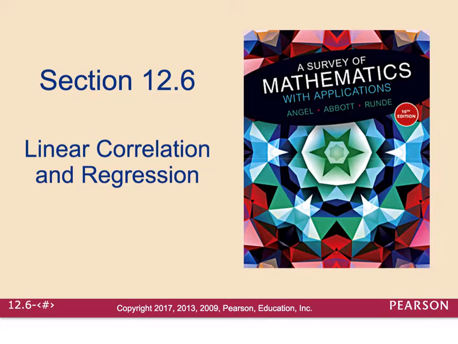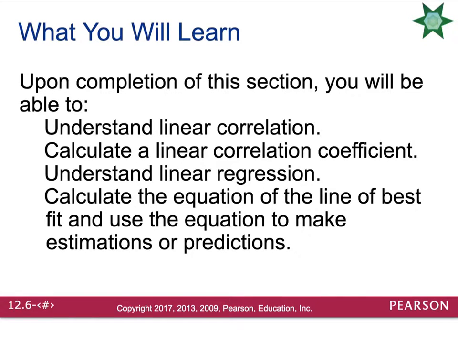Section 12.6 is linear correlation and regression. In this section, we're going to talk about what linear correlation is, how to calculate the correlation coefficient R, just a general coverage of what linear regression is, and how to calculate the line of best fit. That line of best fit will be used to make predictions.